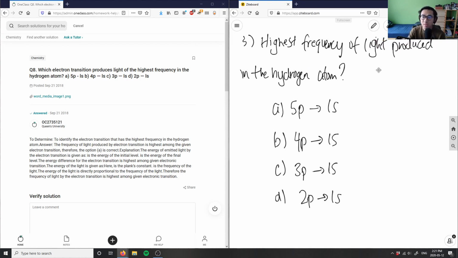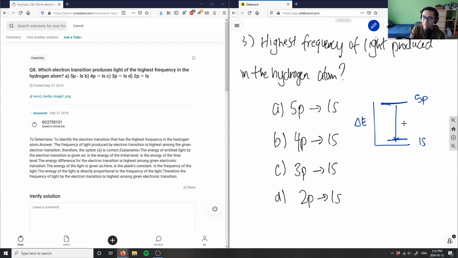So which one would be our highest frequency of light produced in the hydrogen atom? Let's look at our energy levels first. It's all going to emit energy to go back to the ground state. If I were to draw the energy level diagram, I'll draw it for only A because they're all very similar. This is delta E here. You can think of this state as a 5p state, and this here would be the 1s state, which is our ground state.